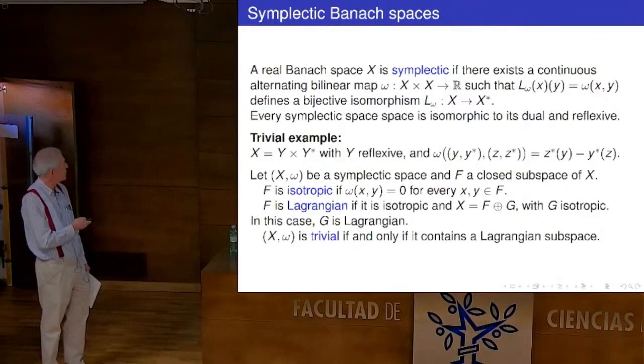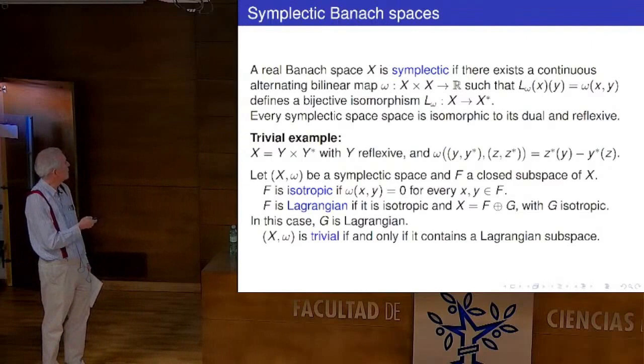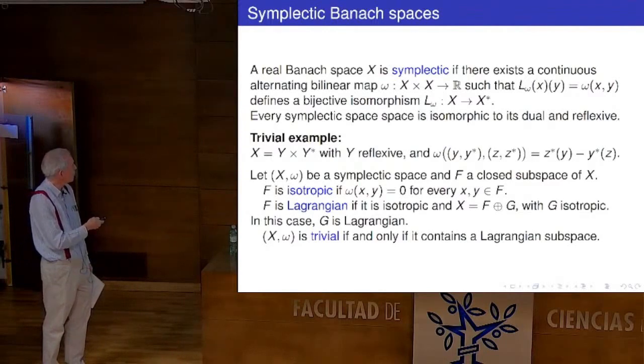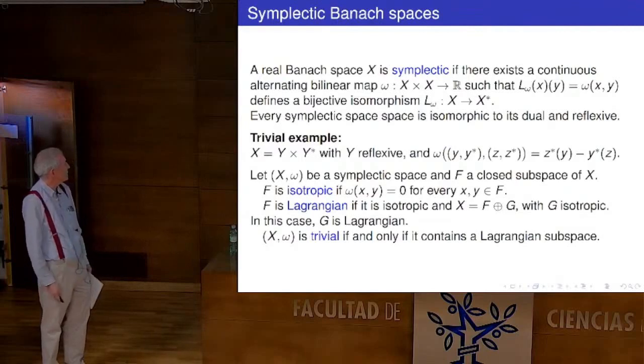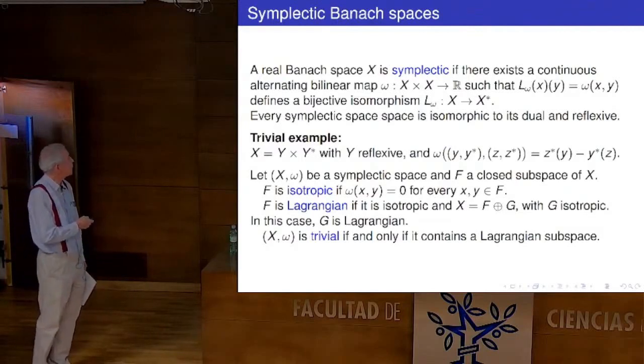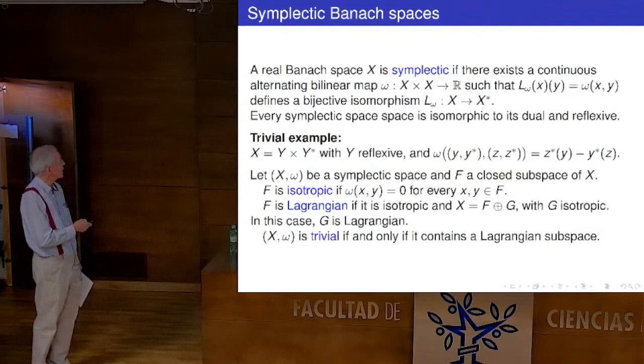So a space is symplectic if it contains a continuous alternating bilinear map from X times X to R, so that it defines, through this formula, a bijective isomorphism from X to X star. The trivial example of a symplectic space is you take a reflexive space Y, and the product of Y and its dual is a symplectic space. Just consider this expression for omega.